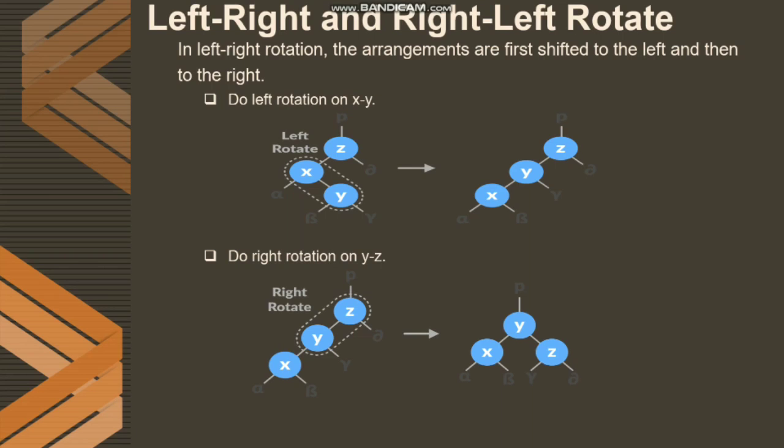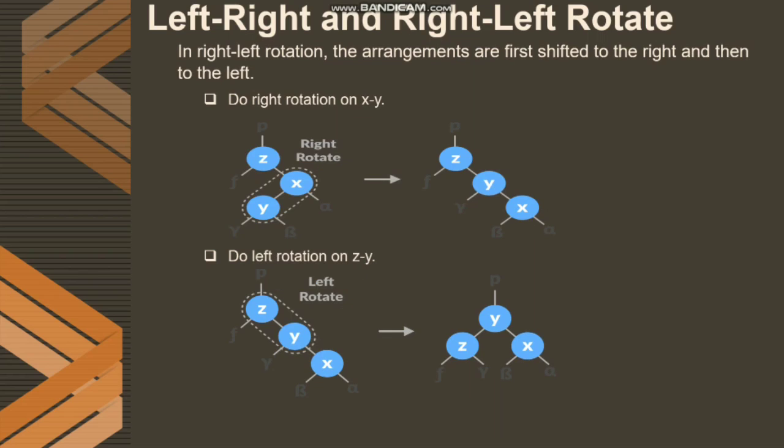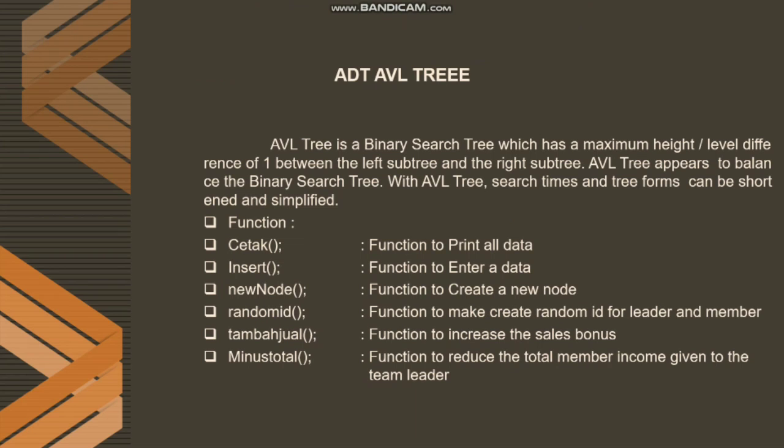Left-right and right-left rotation. In left-right rotation, the arrangements are first shifted to the left and then to the right. Do left rotation on X, Y. Do right rotation on Y, Z. In right-left rotation, the arrangements are first shifted to the right and then to the left. Do right rotation on X, Y. Do left rotation on Y, Z.